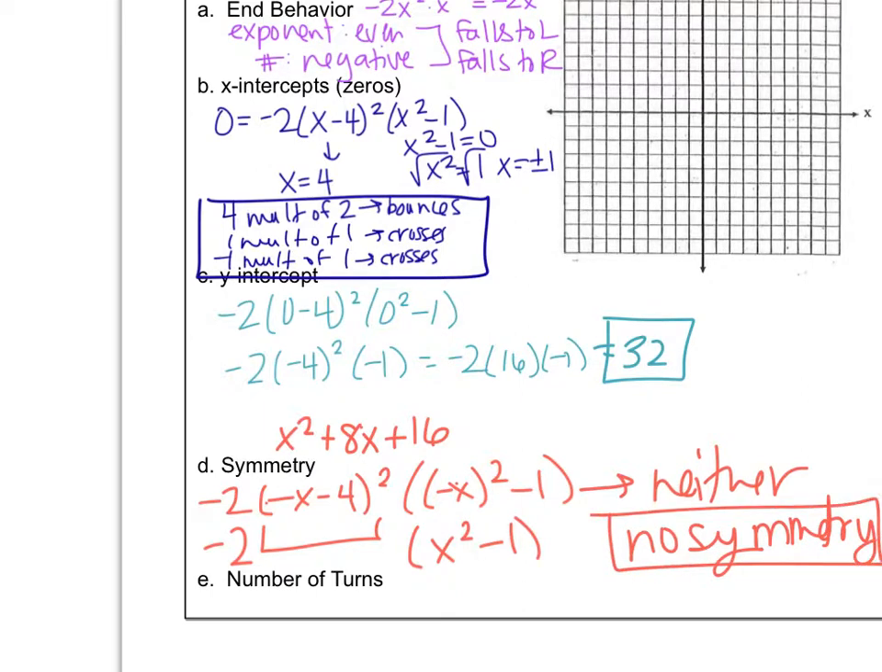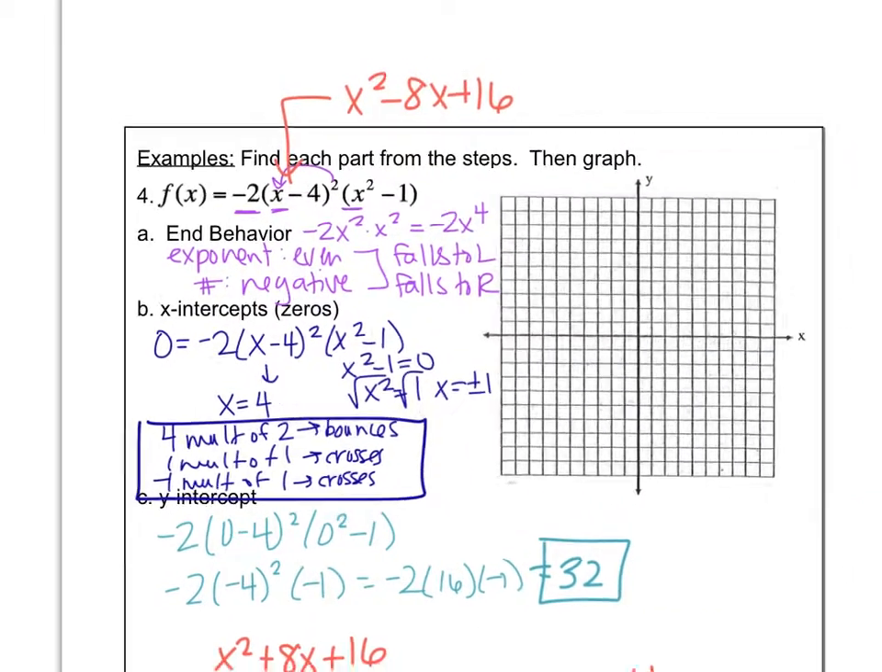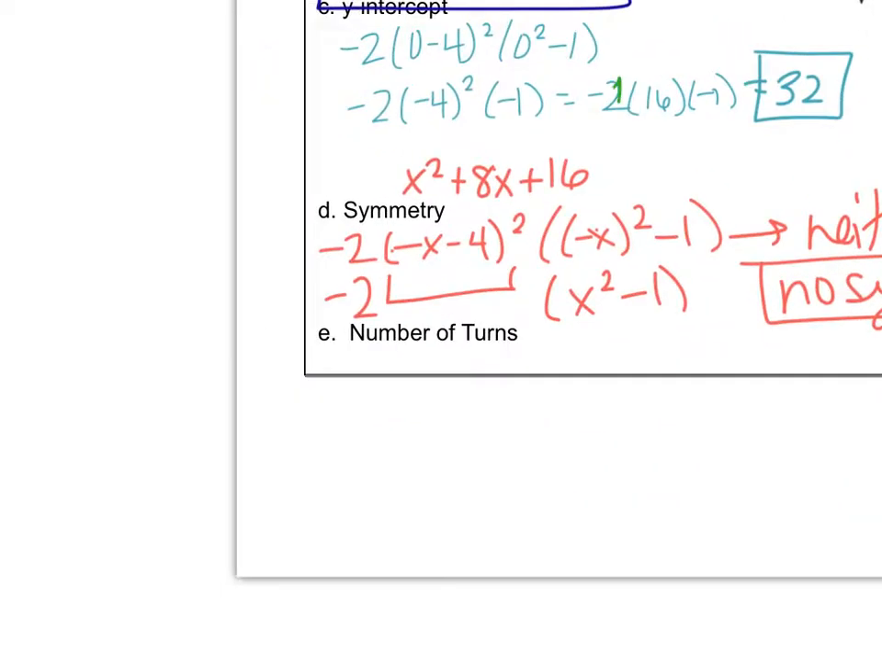And the last one is our number of turns. The highest exponent, if you remember when we put that front term together, it was to the 4th power. So that's our highest exponent right now. So it's going to be 4 minus 1. We're going to probably see it turn 3 times. This doesn't actually guarantee that's how many times it's going to turn, but it gives you the max. 3 turns max is what we can have.